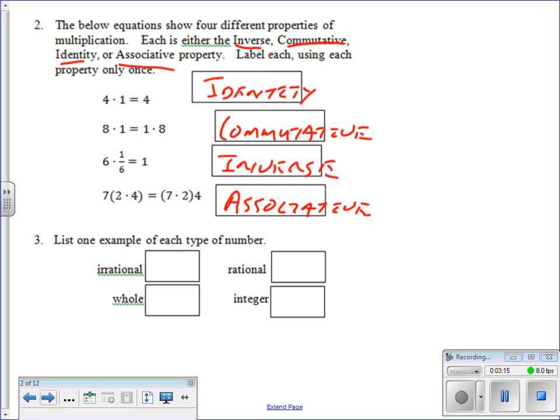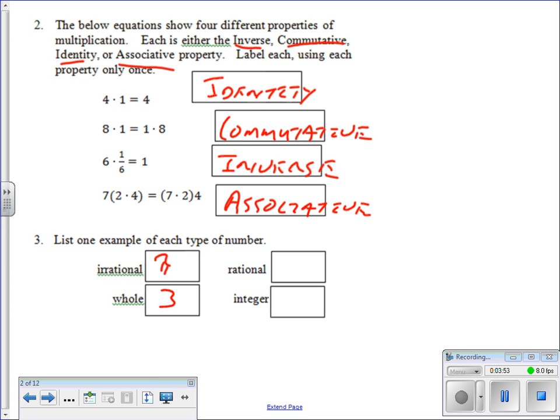Okay, for number 3, you have to give at least one example of each type of number. An irrational number: a number that cannot be written as a fraction. There are several possibilities, the most common of which is pi that we work with, but the square root of any non-perfect square will work. A whole number: 0, 1, 2, 3, 4, 5, 6. Give an example: 3.